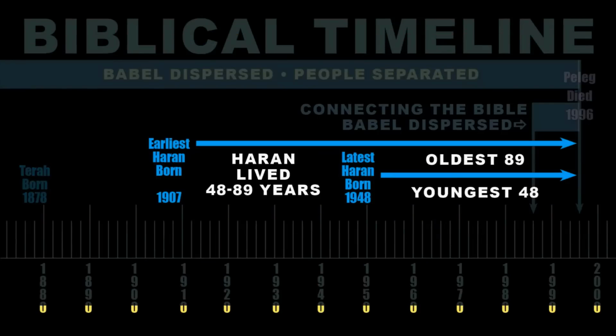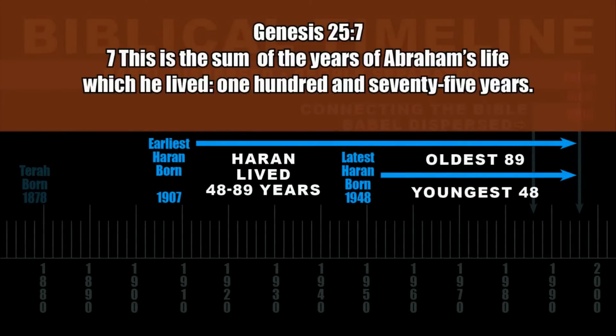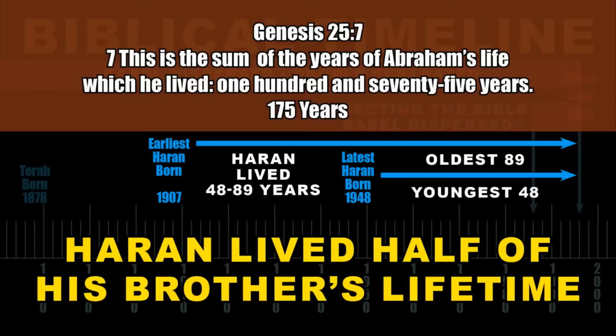First, we'll ghost everything back and leave the information about Haran. We know that Haran was the brother of Abraham. We go to Genesis 25 to find out a key detail about Abraham. This is the sum of Abraham's life, in which he lived 175 years. Abraham lived 175 years. That means his brother Haran's life, at best, was only half of what his brother lived.